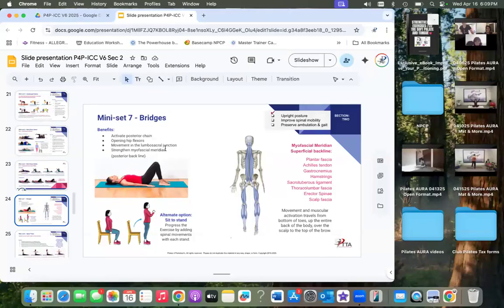Right. So bridges, if they can't get to the floor and do bridges, sit to stand is the alternate option. This happened to me today. I had a client, his posture was looking a little bit slouchy, which it usually doesn't look like that. However, he doesn't go to the floor a lot. So we did sit to stand with the core spring. So the core spring, you can use an elastic band. However, the core spring is much better.